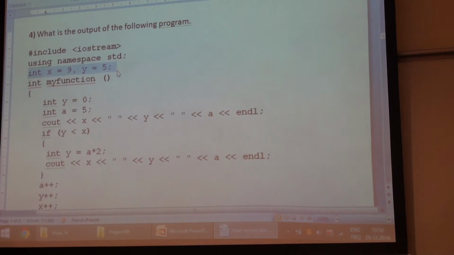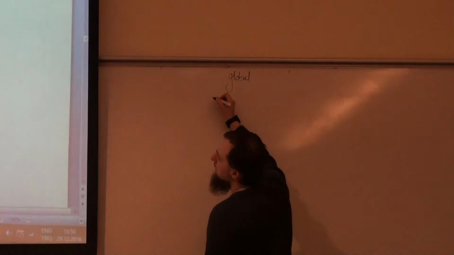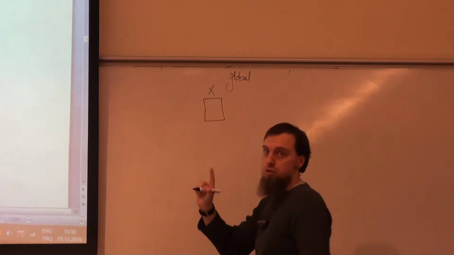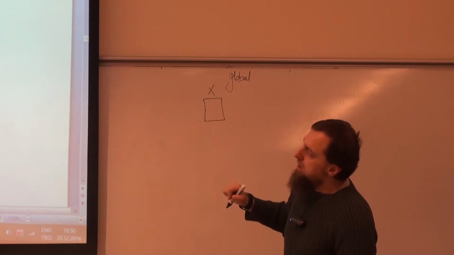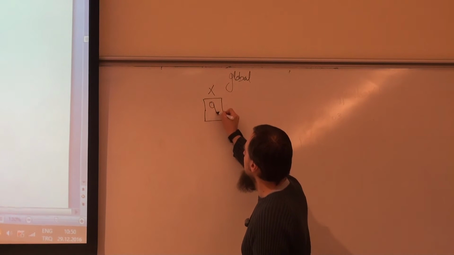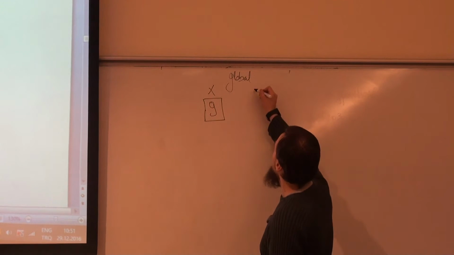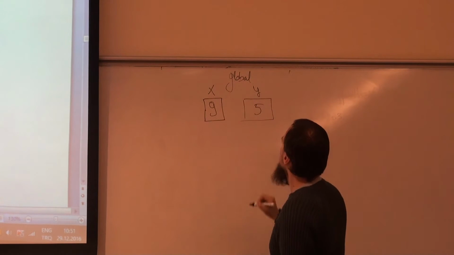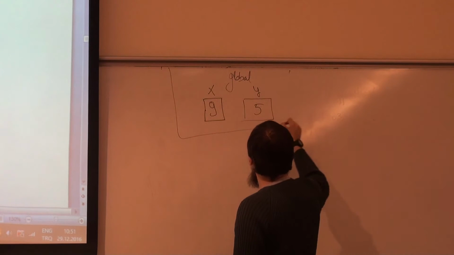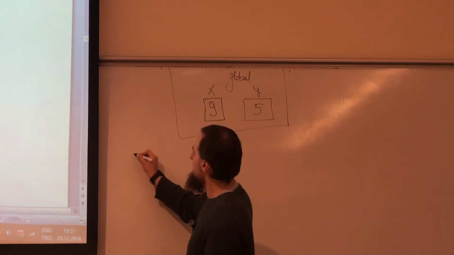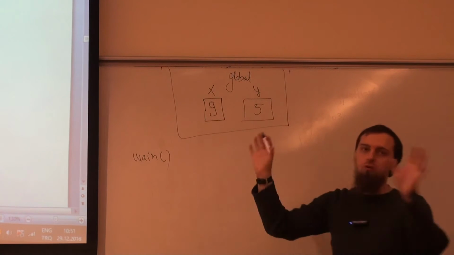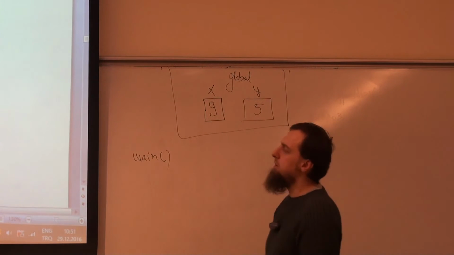But let me clear it. So I'm going to write something like this, global. And I have a variable called x. Pay attention to this one because it's interesting. X is initially 9. And I have a variable called y. And y is initially 5. Okay, so this is global. Now I'm going to main. This is main. And global can be seen from all of the functions, including the main function.